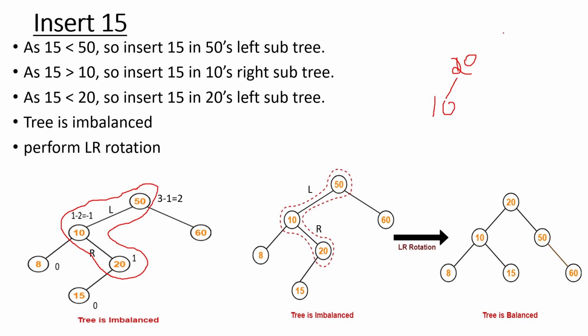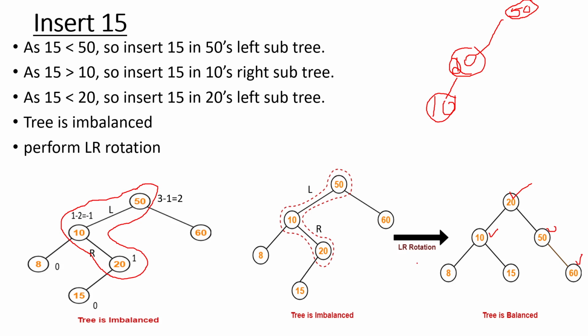Then 50, earlier it was here. As you can see, it is left heavy, so you have to apply right rotation. That means the 50 you have to rotate, and it becomes like this: 10, 20 and 50. Then where is 60? 60 is right of 50.